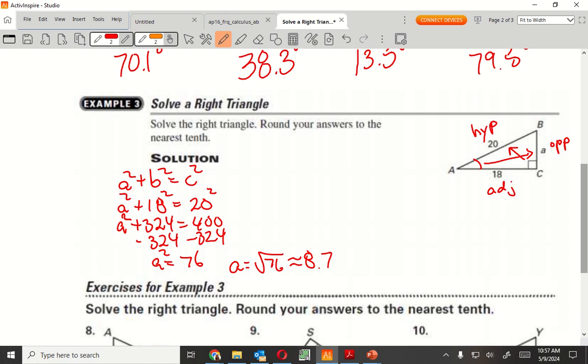Now, use the values that are given to me. Which sides are given to me? Hypotenuse and adjacent. What ratio is it, sine, cosine, or tangent, that uses adjacent and hypotenuse? Cosine, it is. So it's going to be cosine of A is equal to adjacent over hypotenuse, which is 18 over 20.